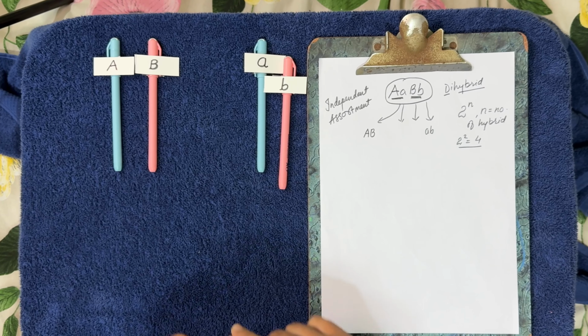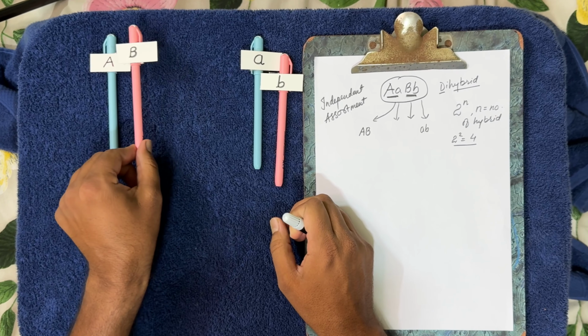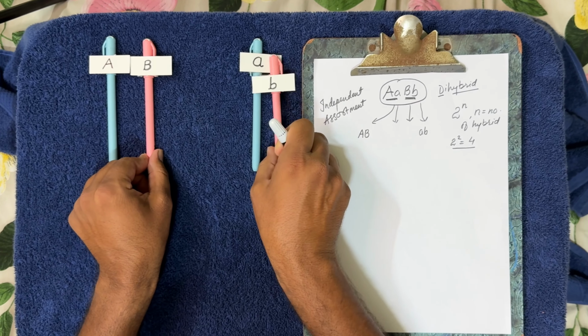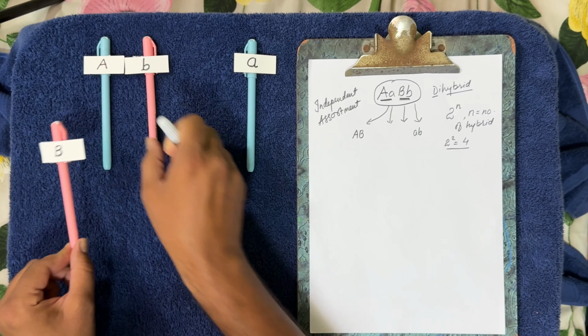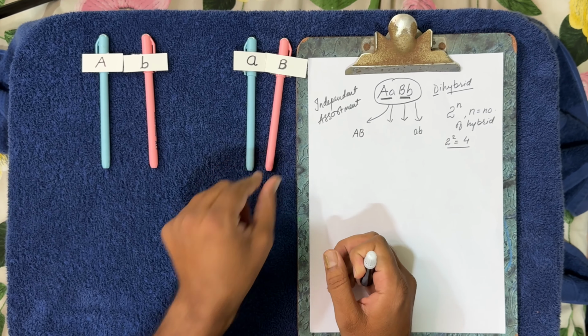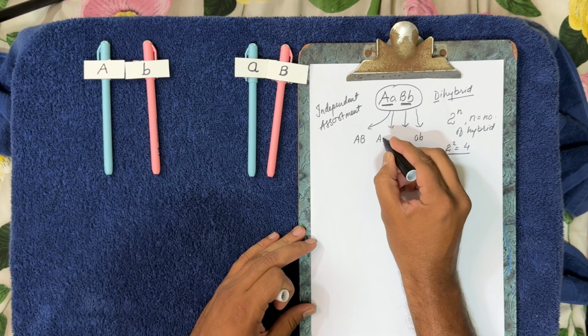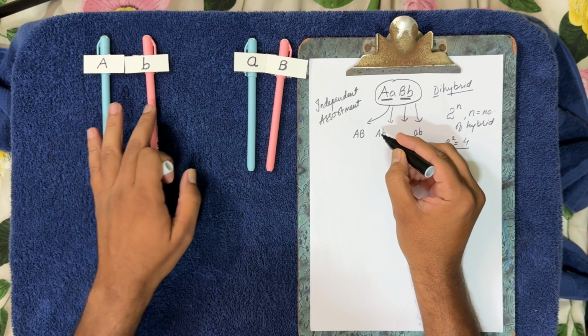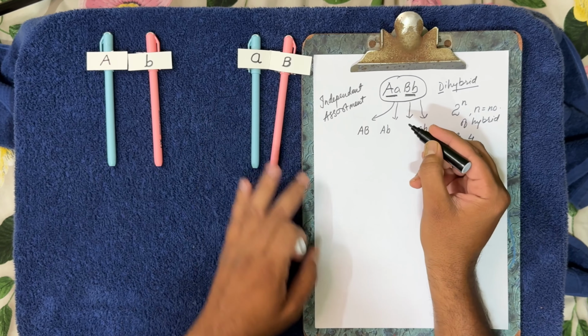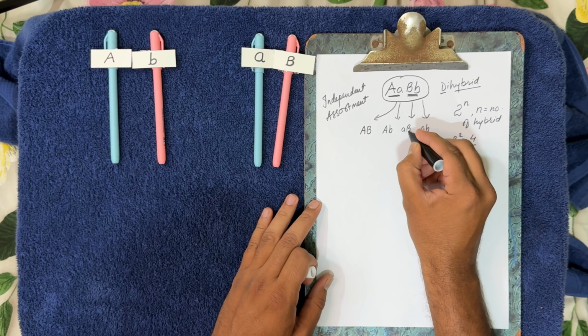But do you think it is necessary that this chromosome should always go over here? Can't it happen that this chromosome went over here and this chromosome went over here? You will say, okay, yes, that is also a probability. So capital A and small b, and small a and capital B.